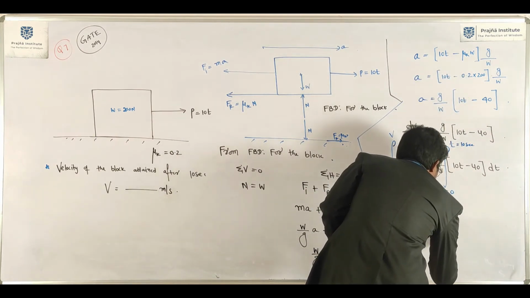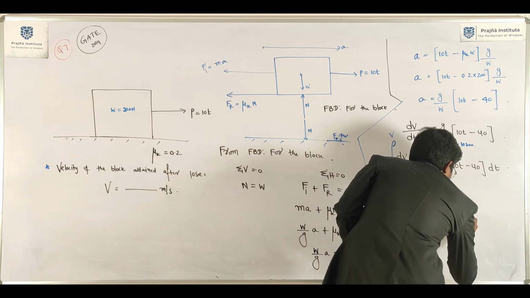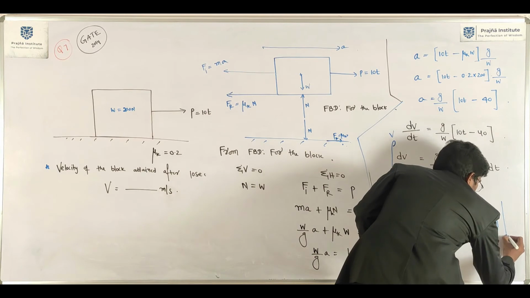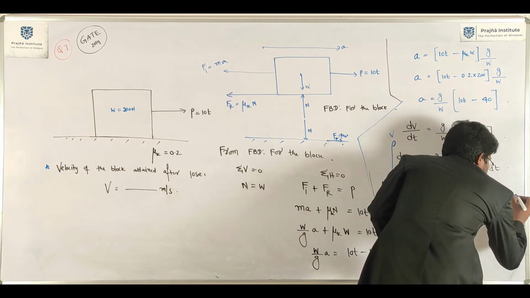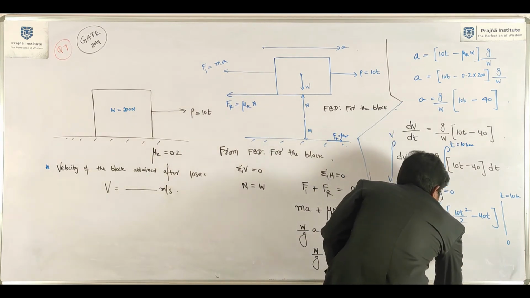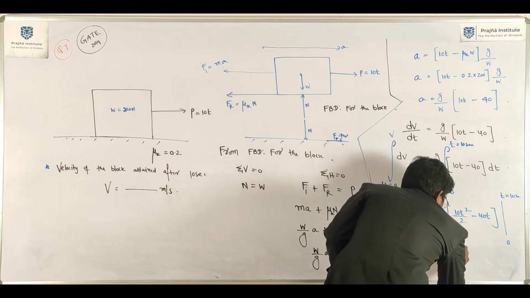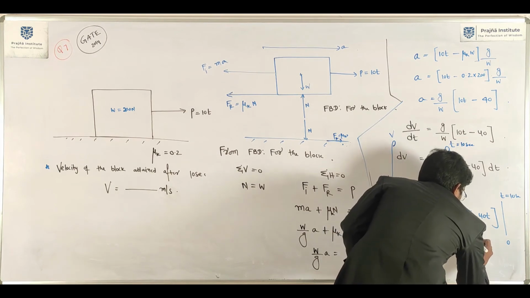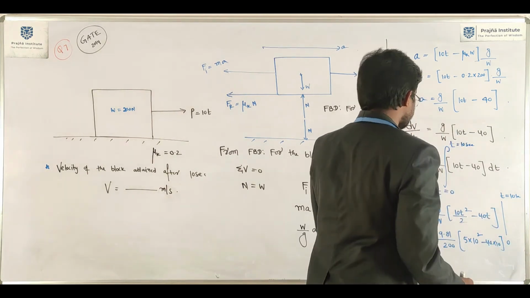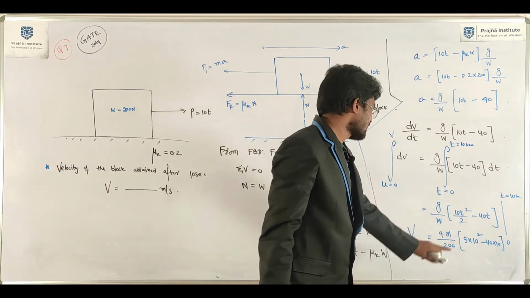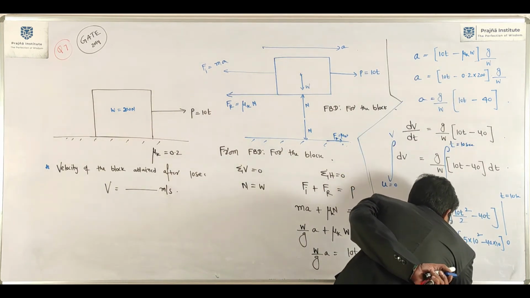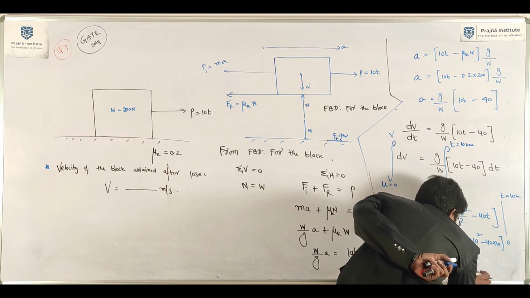Just apply g by w: 10t square by 2 minus 40t, with limits 0 to t equal to 10 seconds. Finally, what you will get is the velocity v equal to 9.81 by 200 into (5 into 10 square minus 40 into 10). Finally how much will you get? It is 500, 100 in the sense 981. Finally, 4.91 meter per second.